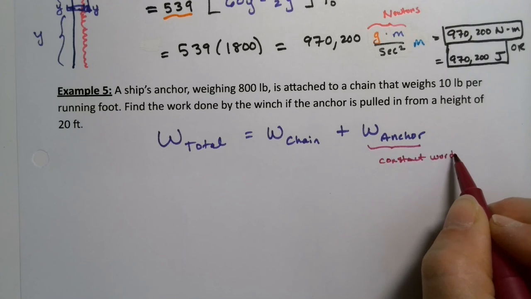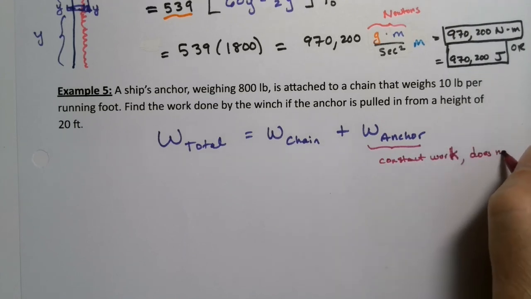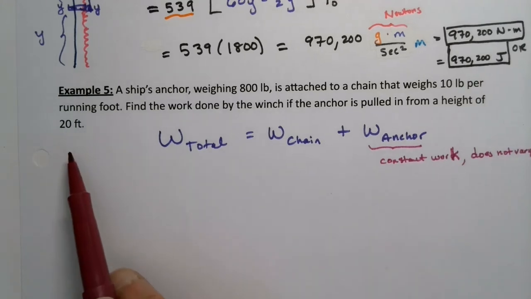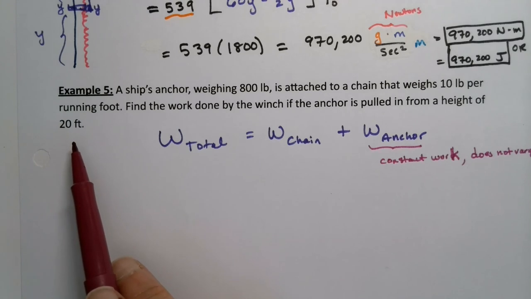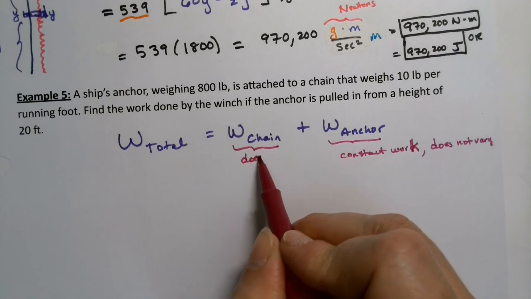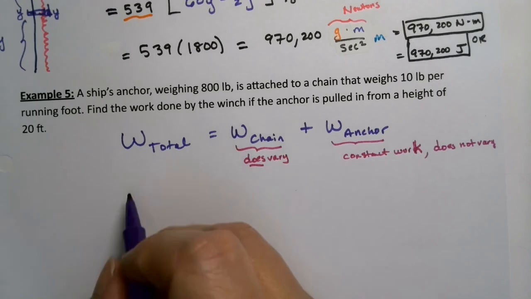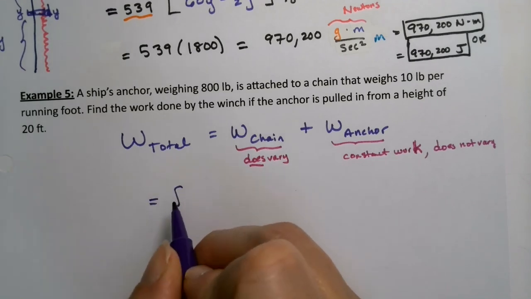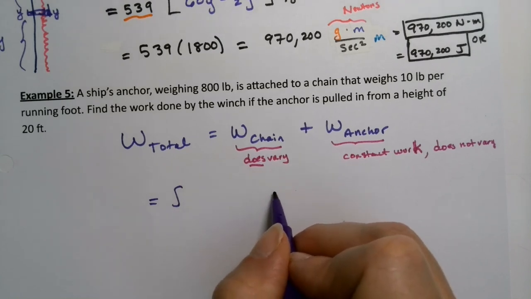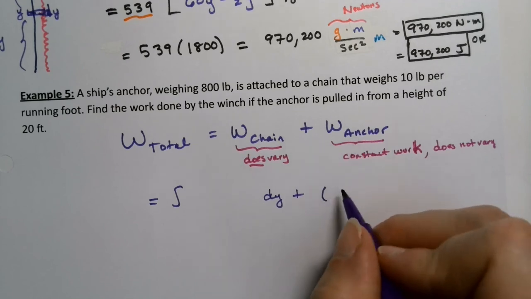It does not vary. Constant work. No matter what, you're lifting 800 pounds up 20 feet to a height of 20 feet. Interesting. Now this one does vary, right? So that means the chain is going to need the integral. We're going to have to do an integral for the chain, so there'll be something in there and then dy. We'll be back for that. That's the hard part. The anchor, however, is actually quite easy.